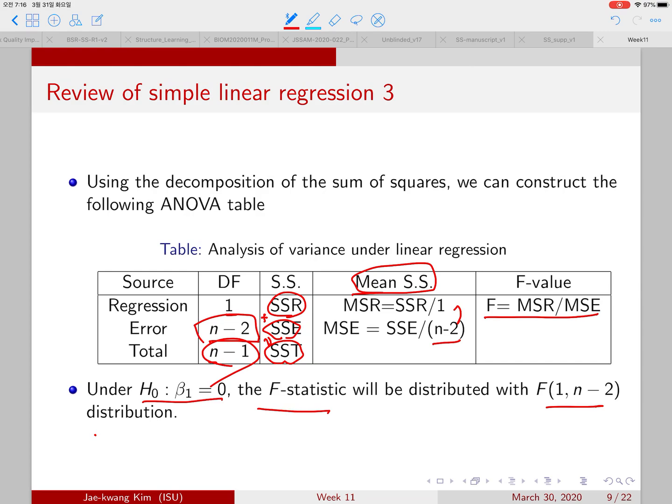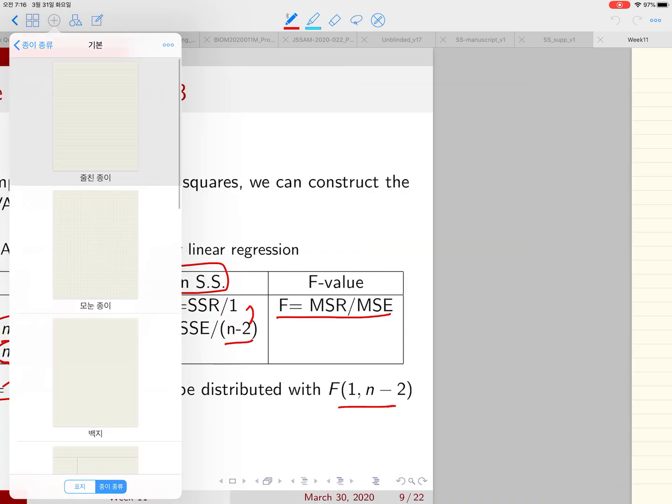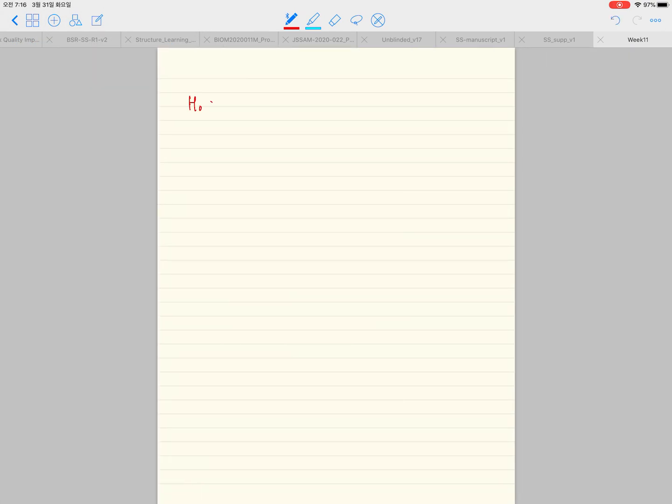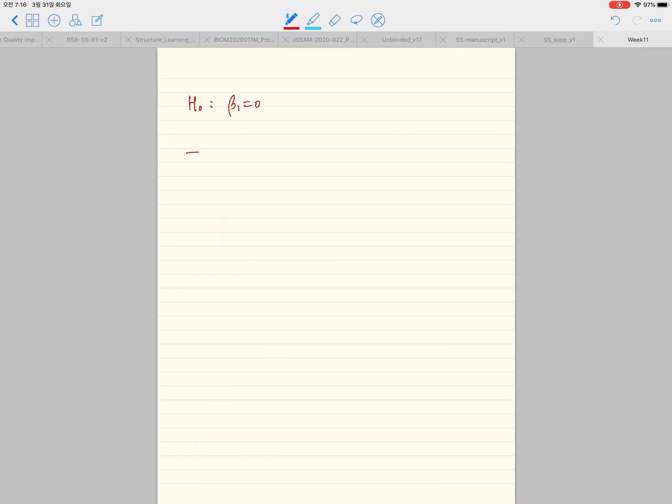There's actually another way to do a test. This is one way, use F. The other one is t, right? So beta hat 1 minus beta 1, which under the null is 0.